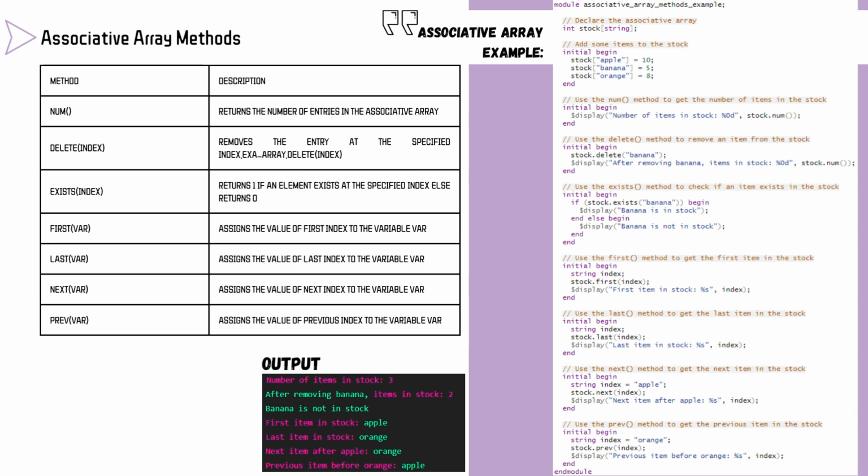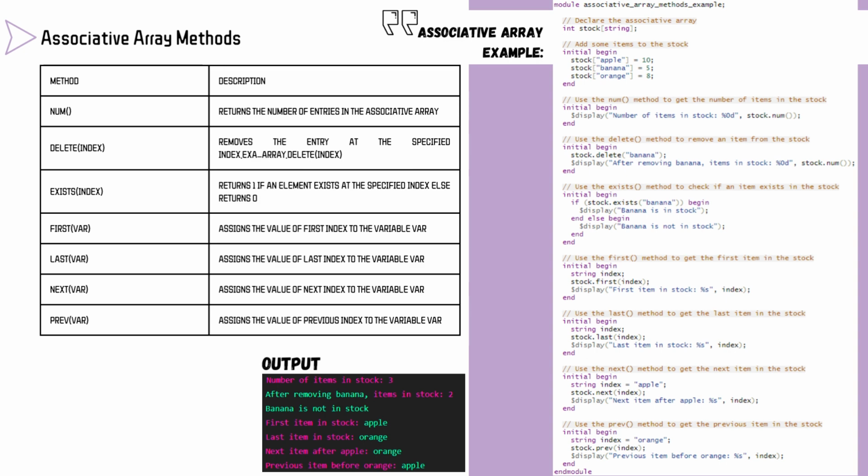First, var. This method assigns the value of the first index in the associative array to the variable var. For example, if we want to assign the value of the first index in the associative array ex_array to a variable called first_index, we can call ex_array.first(first_index).